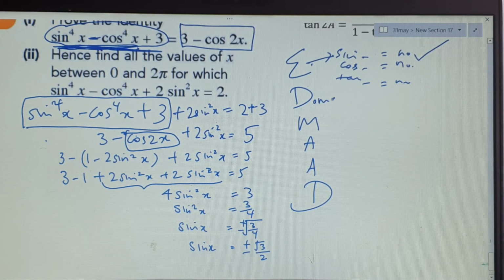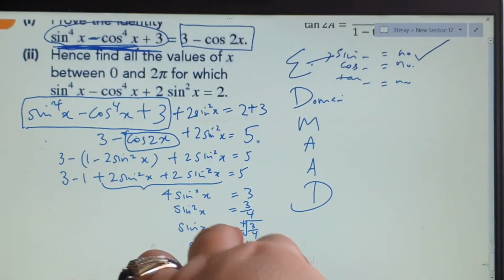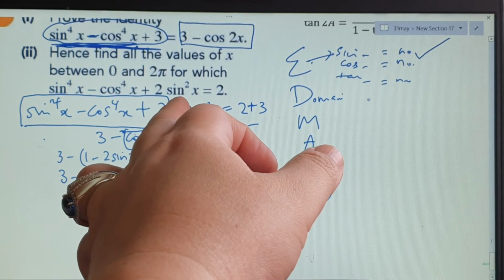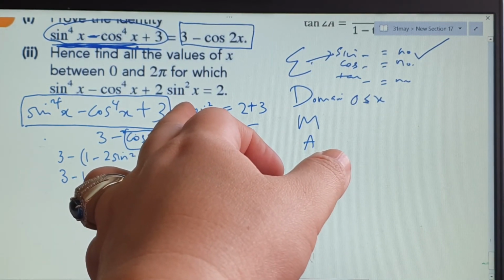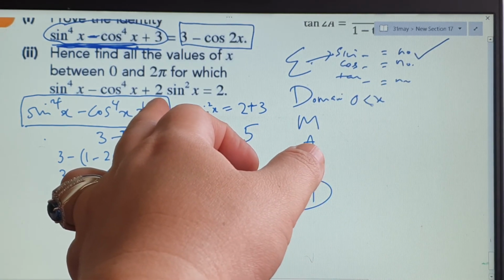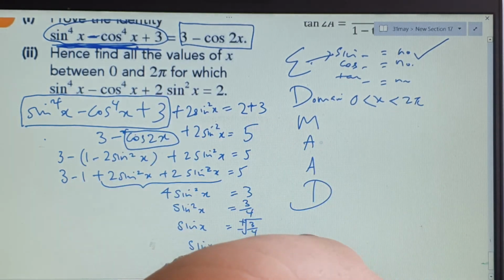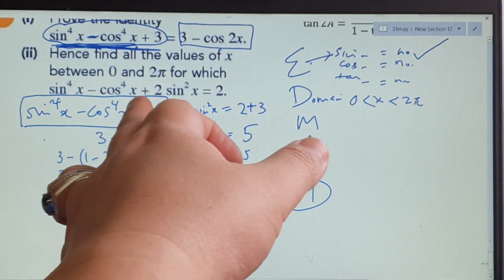Domain. Domain means from what to what angle. So x is between 0 to pi, right? Oh, no equal, sorry. If there's equal, they will say inclusive. There's no equal, 0 to 2 pi. So this one no need to change because this is x, this one is x also.